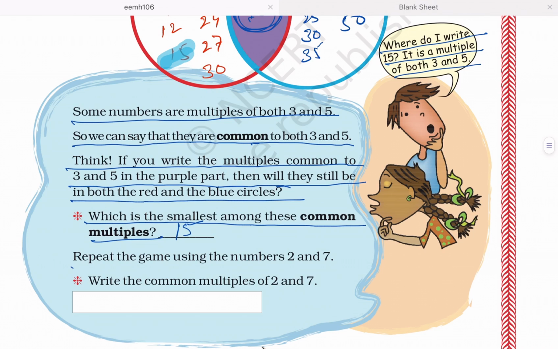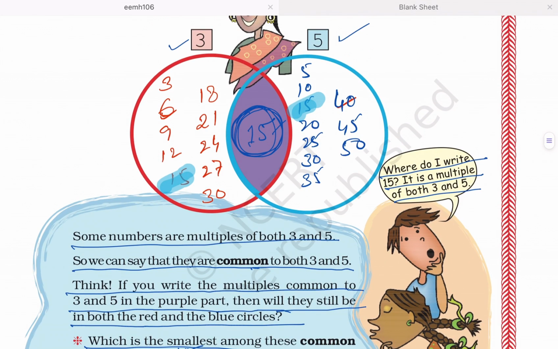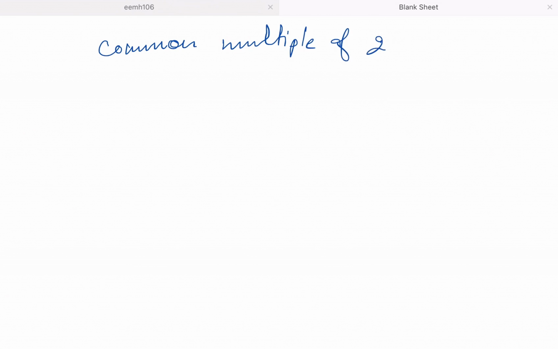And you have to repeat the game using the numbers 2 and 7. You can do it by writing the common multiple of 2 and 7.